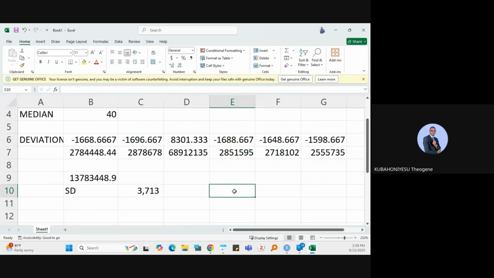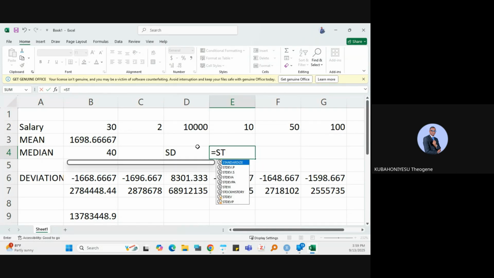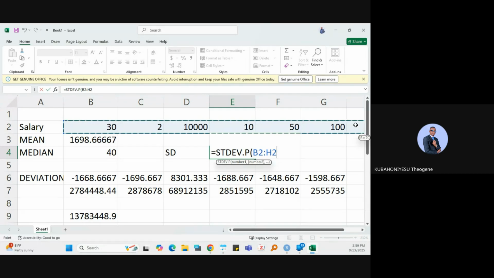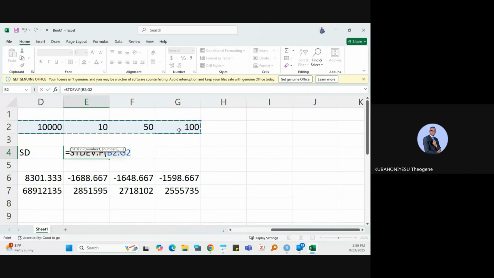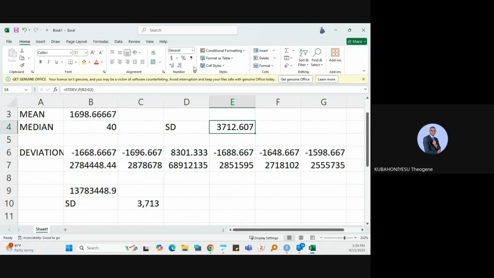Okay, now let's calculate the standard deviation in a quick way without going into these steps. So in Excel, standard deviation is like this one. You put STDEV.P for population. What is the answer? The answer is the same. That is the standard deviation. So which means each person deviates from the mean by 3,713.